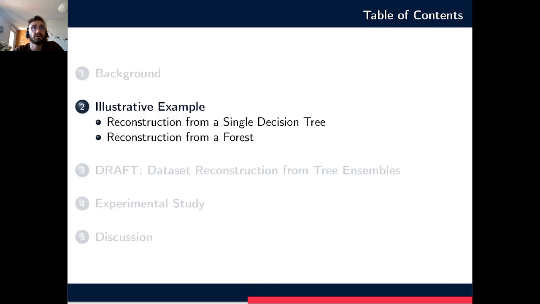Okay, now I will show with an illustrative example how we can leverage the structure of a decision tree to reconstruct its training set. We will first do it for a single decision tree, and then we'll see how we can do it for an ensemble of decision trees and which are the main challenges we'll have to face.